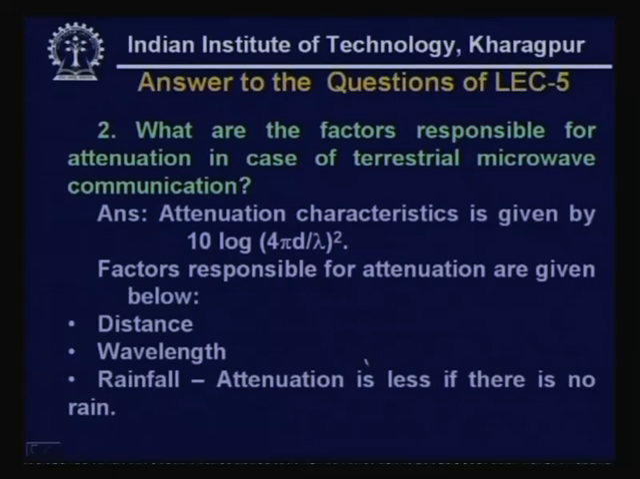The second question was, what are the factors responsible for attenuation in case of terrestrial microwave communication? We have seen the attenuation characteristic is represented by the formula 10 log (4 pi d by lambda) square. So, it depends on the distance. The attenuation increases at the rate of distance square. The attenuation also increases with frequency, or is inversely proportional to lambda square. Moreover, during rainfall attenuation is more; if there is no rain, attenuation is less.